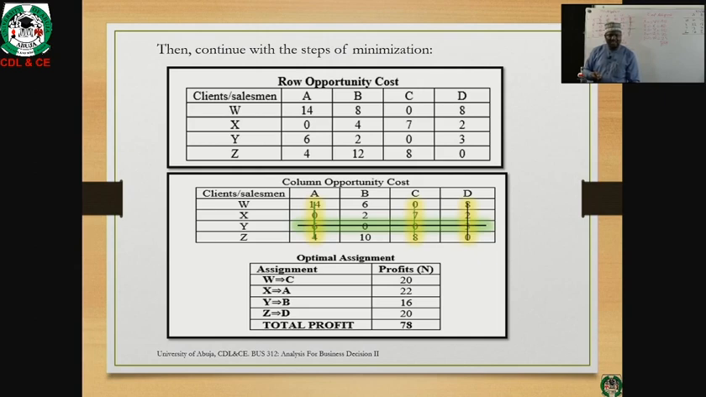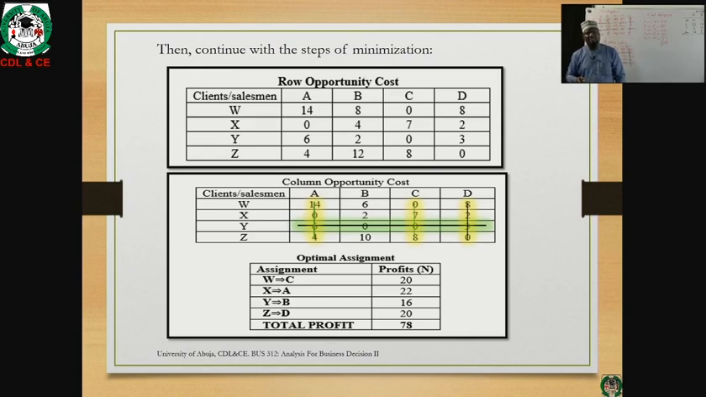Since it has 3 zeros, this one is cancelled because it has been given to A. It has been given to X. This one is cancelled because it has been given to W. So these 2 zeros are cancelled. It's only remaining the mid 0. That is why Y is taking B. Then finally, Z has only 1, which is D. So Z should be assigned to D.